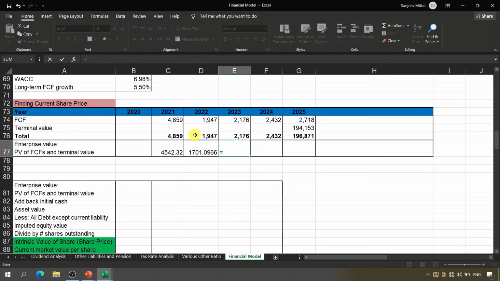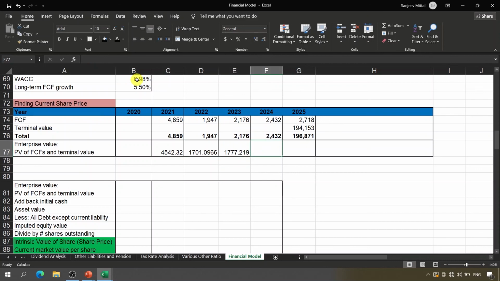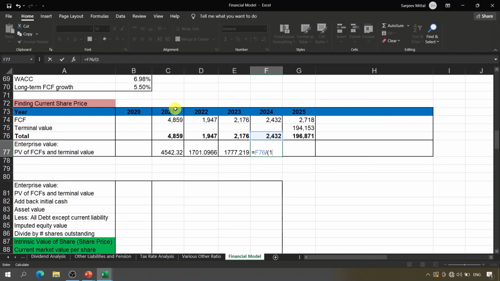Similarly, for the third year, we shall do cash inflow divided by 1 plus our WACC, and this is the third year of our prediction, so to the power 3. Similarly, we shall go to the fourth year because this is the fourth year of our prediction and projection. This number of cash flow divided by 1 plus WACC to the power, we can simply write 4.